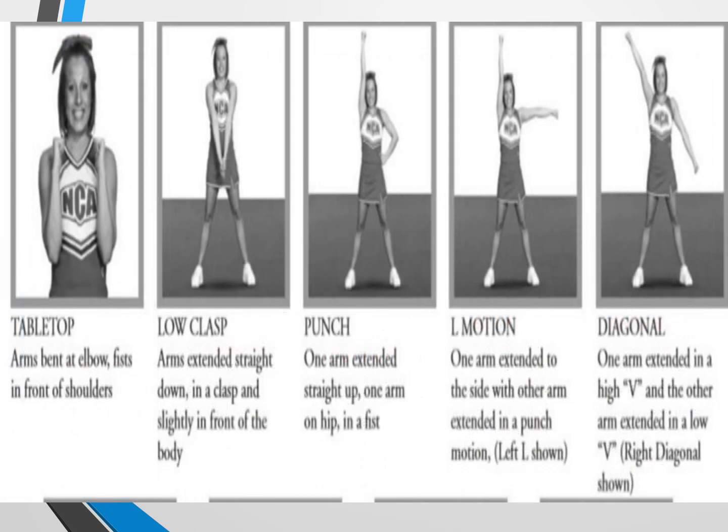Tabletop: arms bent at the elbows, fists in front of shoulders. Low clasp: arms extended straight down in a clasp and slightly in front of the body. Punch: one arm extended straight up, one arm on hip, in a fist. L motion: one arm extended to the side with the other arm extended in a punch motion. Diagonal: one arm extended in a high V and the other arm extended in a low V.